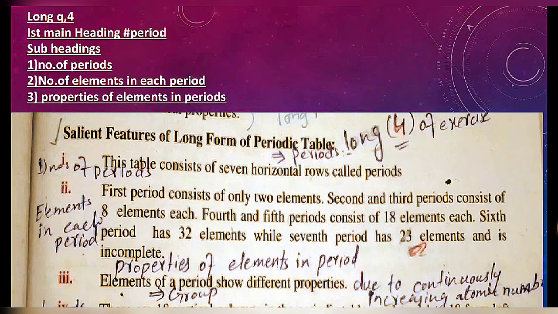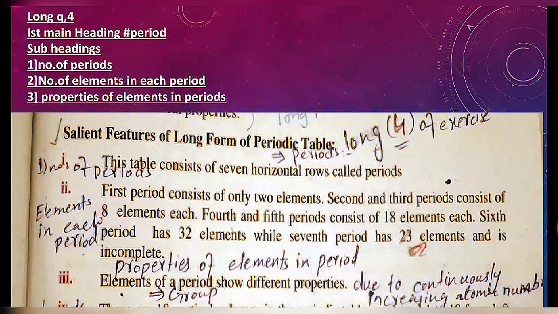We know that it consists of 7 horizontal rows, and each row contains 2, 8, 8. The second and third periods consist of 8 elements, the fourth and fifth periods consist of 18 elements, and the sixth and seventh periods consist of 32 elements. The main heading is periods, the first subheading is number of periods, the second subheading is elements in each period, and the third subheading is properties of elements in a period.